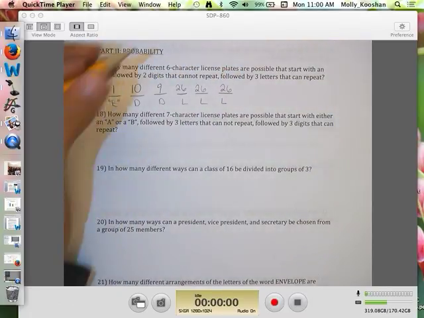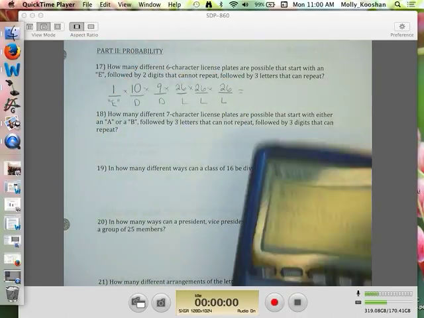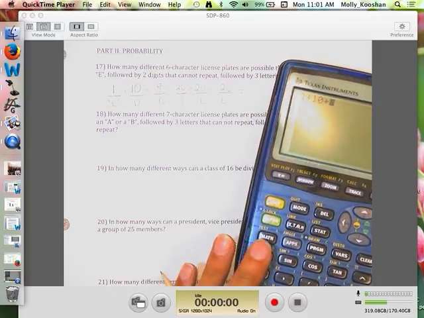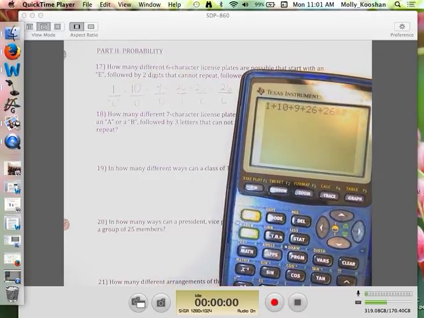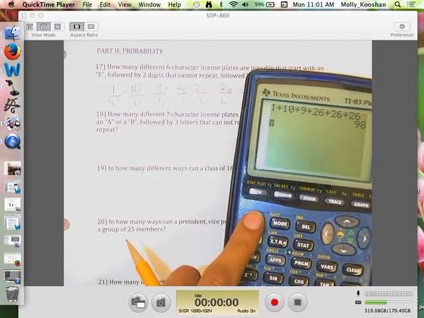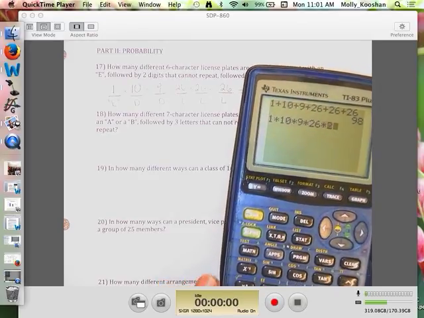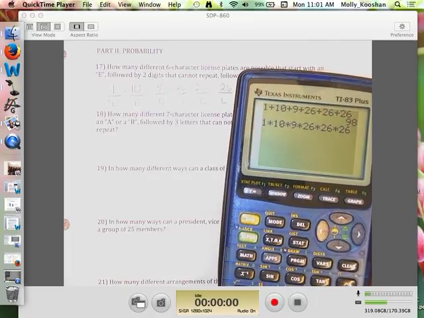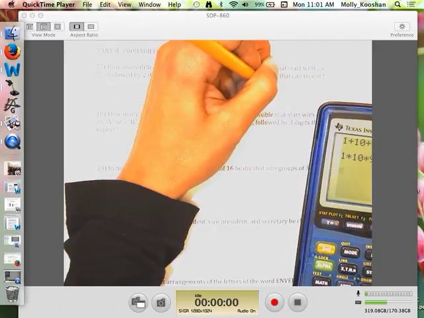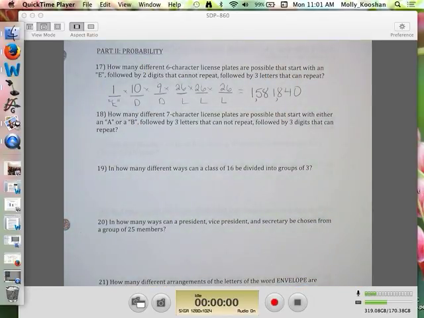Okay, so there's 26 options for each of the 3 letters. So what we want to do is multiply all those numbers out. So 1 times 10 times 9 times 26 times 26 times 26. Oh, I did plus. 1 times 10 times 9 times 26 times 26 times 26. That's better. 1,581,840. Okay?